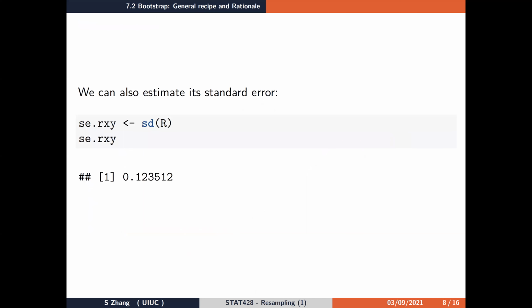And we can also estimate its standard error. In this case, the bootstrap standard error for the Pearson correlation is simply given by the standard deviation of our bootstrap R's. So we can do sd of R, and that tells us that the standard error estimate based on the bootstrapping for the Pearson correlation is approximately 0.12.